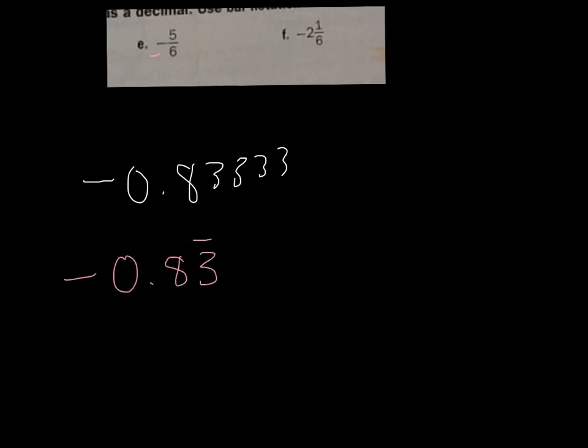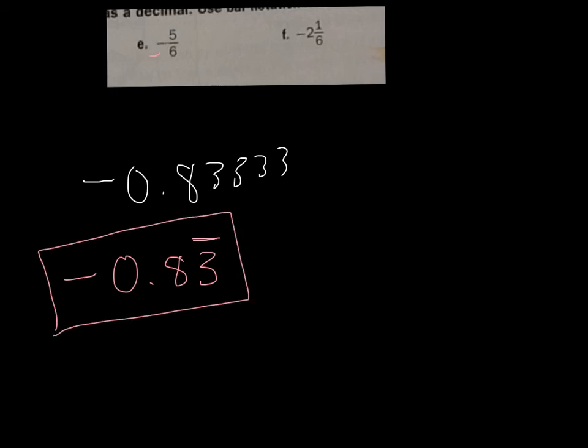On your calculator, you're going to do the same thing. You're going to take 5 divided by 6. When you do that, you get 0.83333. Keeping that negative sign with you, that's what that negative out front means. I'm going to have negative 0.83, and just the 3 is repeating, so my bar is going to go over the 3.